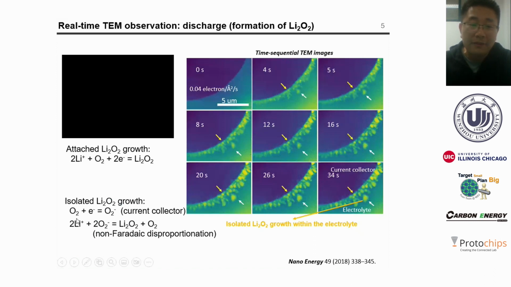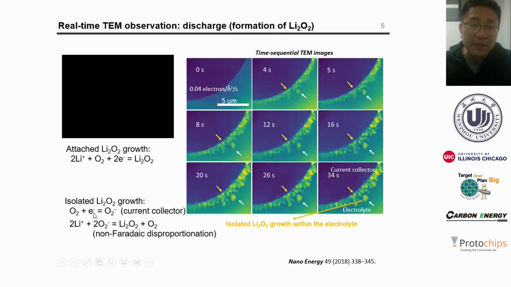First, oxygen gets one electron from the current collector to become superoxygen ions. Given enough time, these superoxygen ions will diffuse into the nearby electrolyte region. When the concentration of the superoxygen ions reaches a certain value, they react with the lithium ions to give lithium peroxide plus an oxygen molecule.